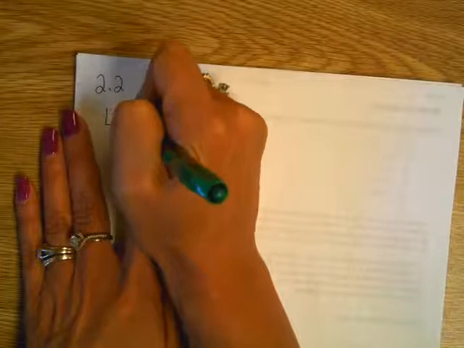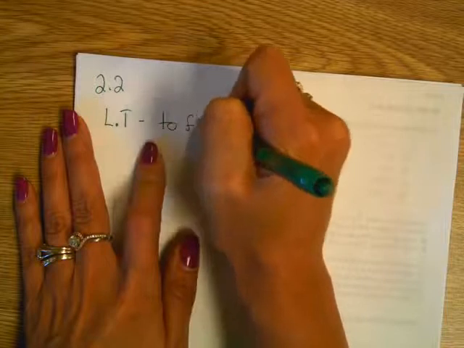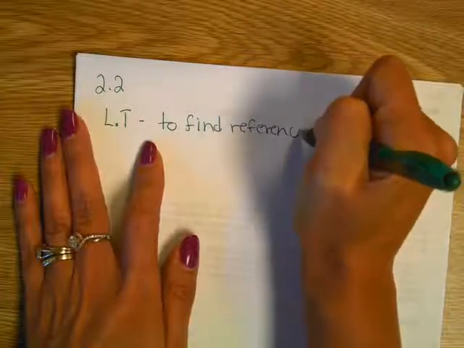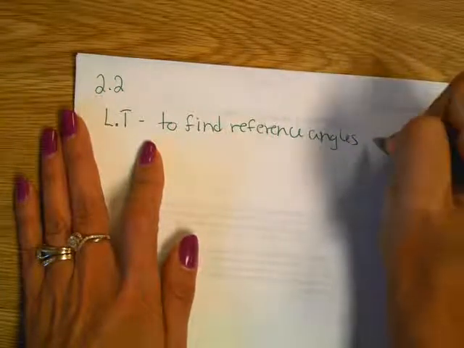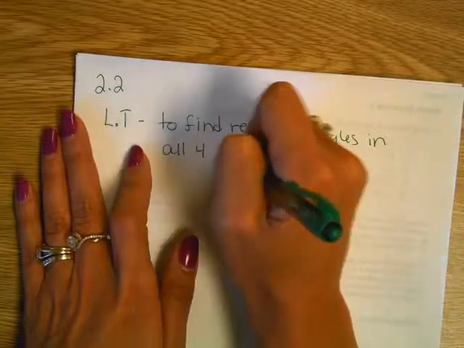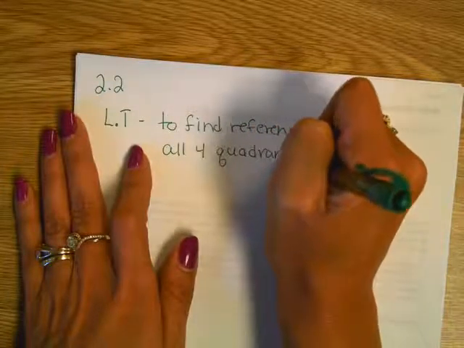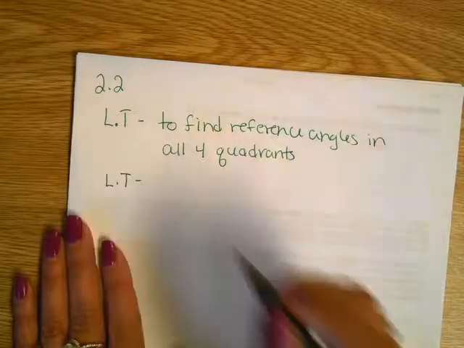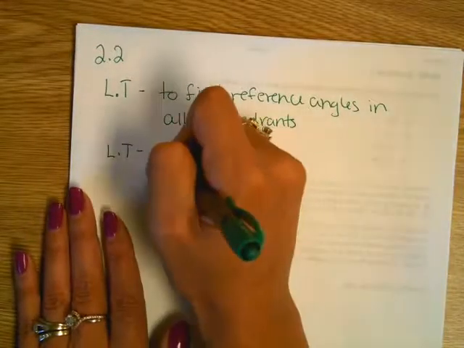Your learning target today is to find reference angles in all 4 quadrants. That's easy. Then the second big learning target is to use the special triangles from yesterday.